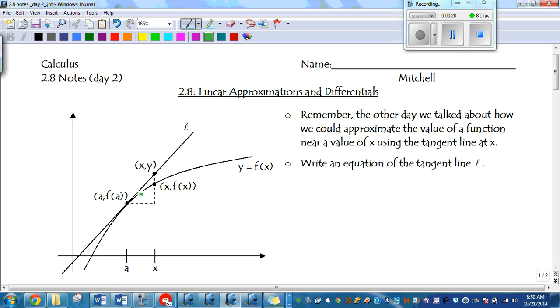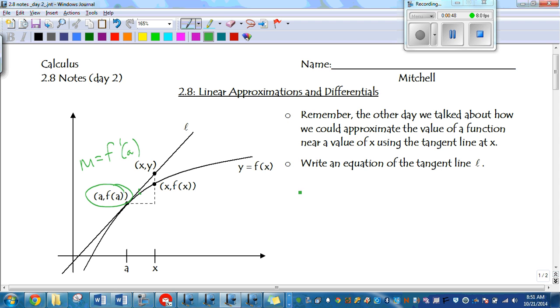If we look at a point on the line right here, it's going to be really close to the point of the function. Anything that's close to this point of tangency is going to be a pretty close approximation. It asks us to write an equation of the tangent line L. Well, we've got our point here, and our slope of the tangent line would have to be the derivative at that point. So our slope would be the derivative of f of a.